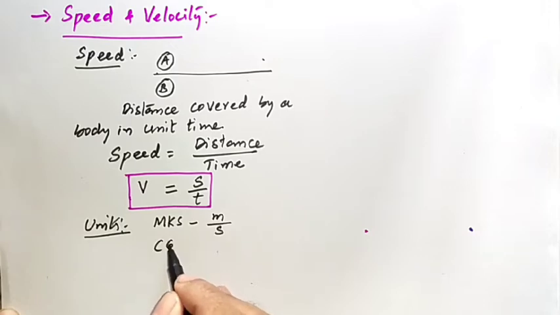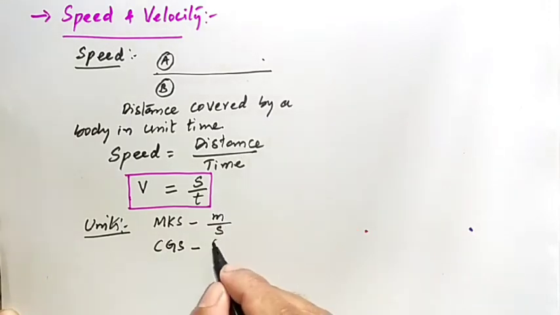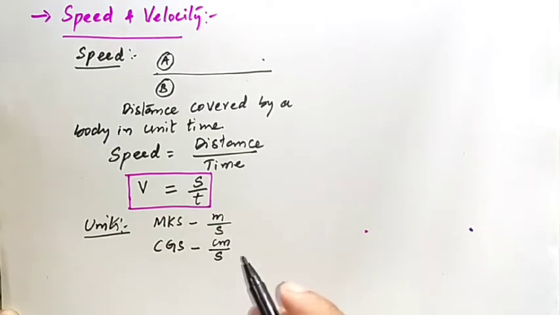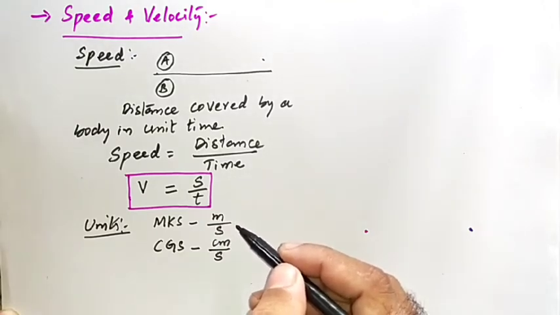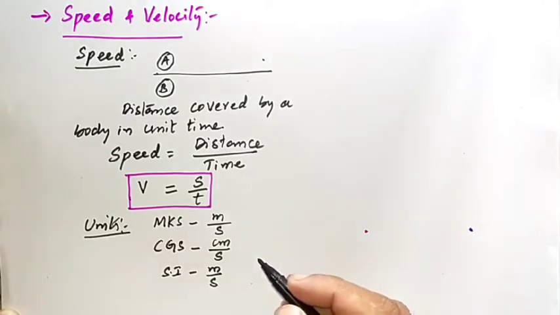Similarly in CGS, what is the CGS unit of distance? Centimeter, divided by the CGS unit of time, second. So these are the units of speed in MKS and CGS. In SI, the unit is the same: meter per second is the SI unit of speed.